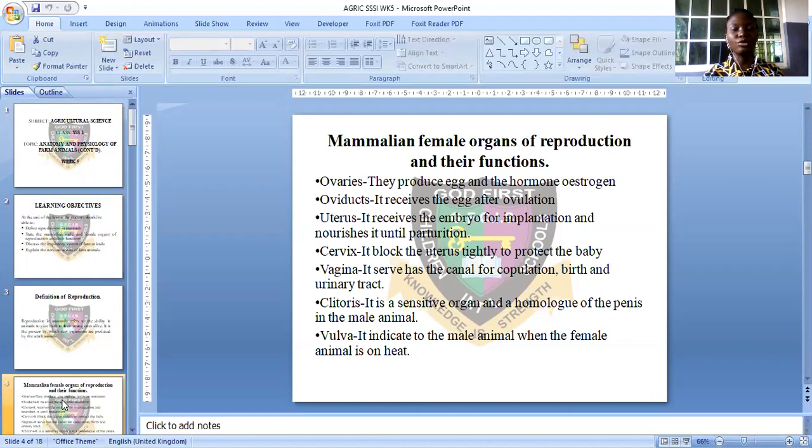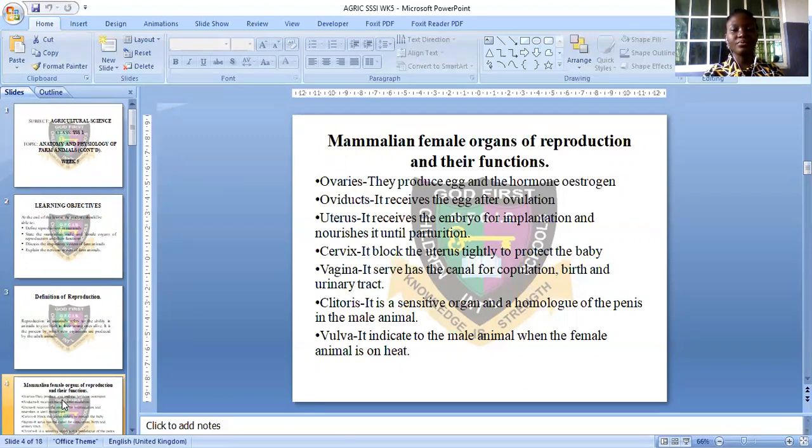This estrogen, which is a hormone in the reproductive system of female animals, is very important in the reproduction of young ones. Another organ is the oviduct, which can also be called the fallopian tube. The oviduct receives the egg after ovulation. After the egg has been released, and the process by which the egg is released is called ovulation, the egg moves to the fallopian tube. So the fallopian tube or the oviduct receives the egg.